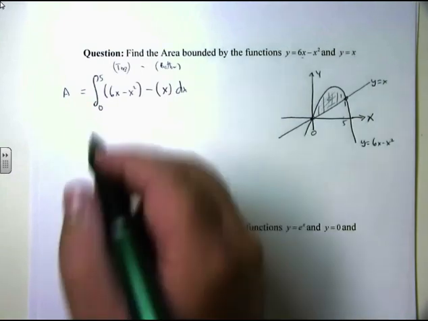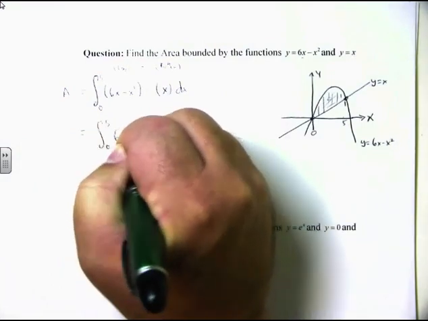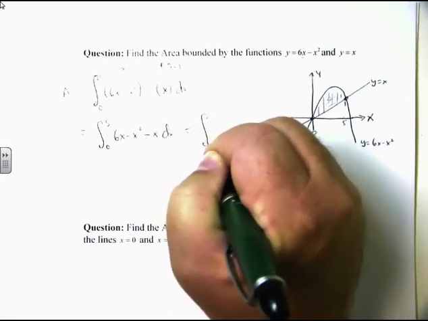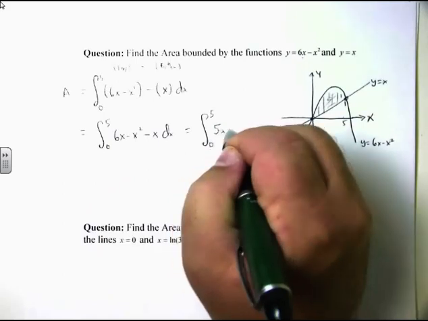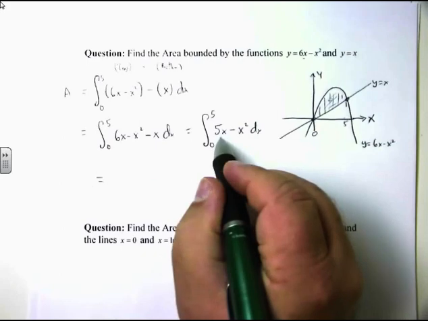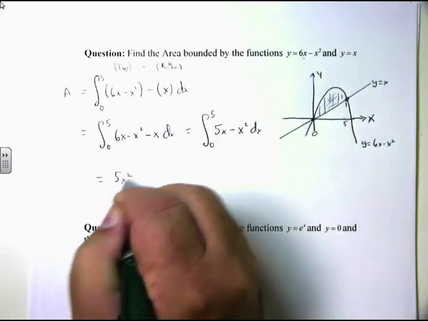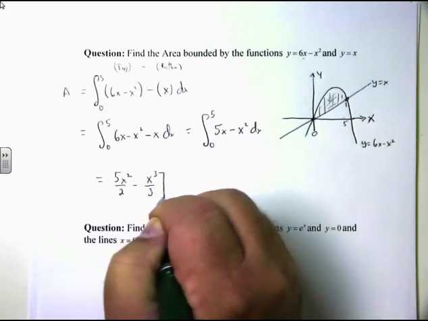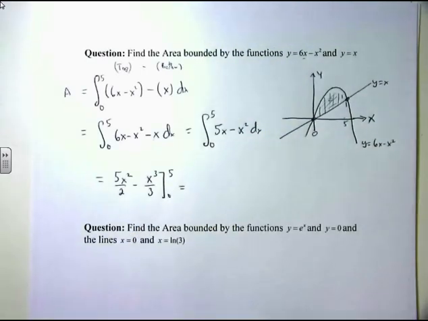But if I wanted to do this, first, I would clean it up. This would be integral from 0 to 5 of 6x minus x squared, pretty much just minus x. Next thing I would do, combine like terms. Integral from 0 to 5, 6x minus x is 5x minus x squared dx. Now I integrate using my standard properties. 5 is a constant, leave it alone. Integral of x to the first is x squared over 2. Minus integral of x squared is x cubed over 3, evaluated from 0 to 5. And then I apply the fundamental theorem of calculus, plug in top minus plug in bottom.